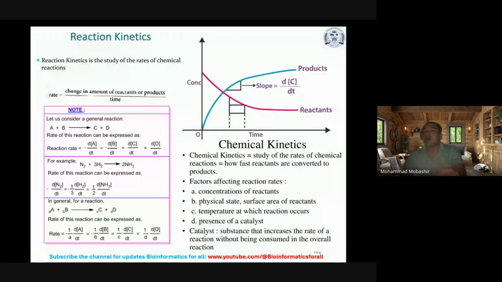So the slope is written as dC, that is concentration, divided by dt, at a specific time point. That's it. And another thing you need to understand: when you are plotting the lines for reactants and the products, the slopes for the products and the reactants must be opposite to each other, which you are seeing here.